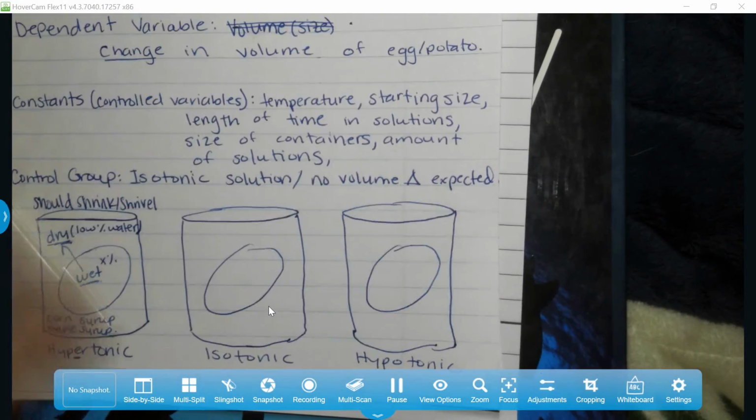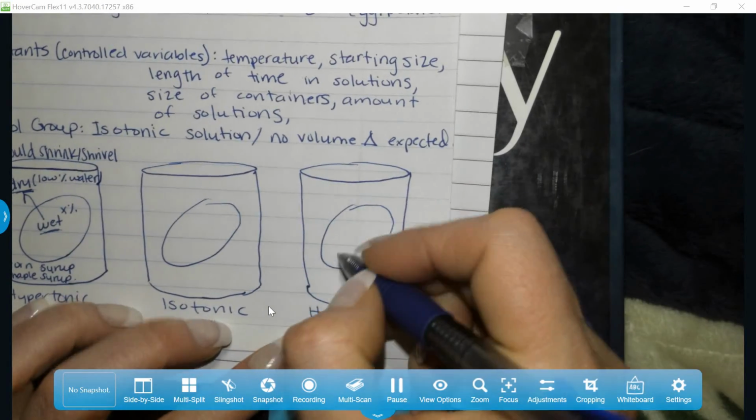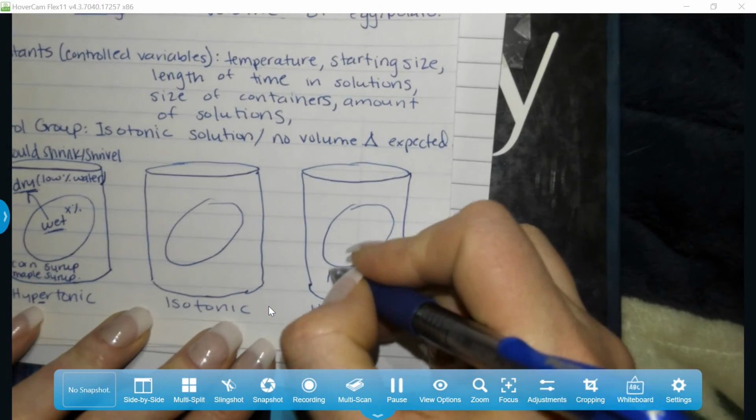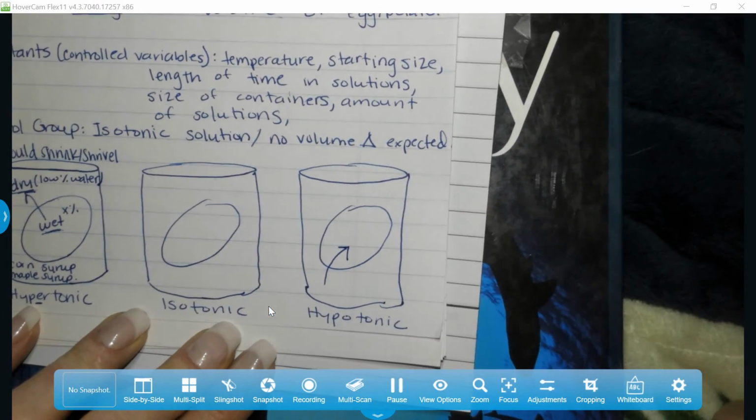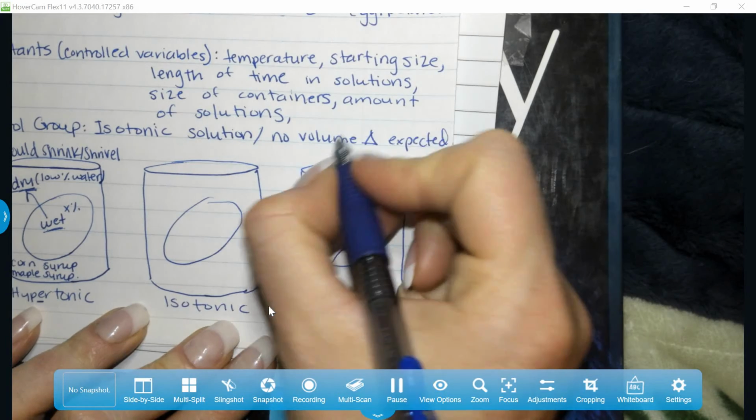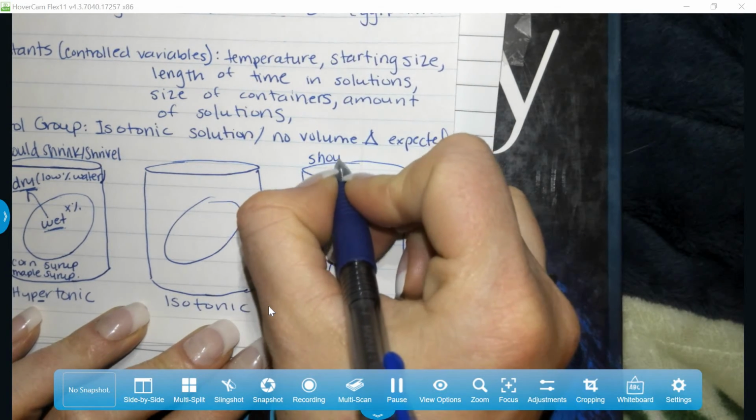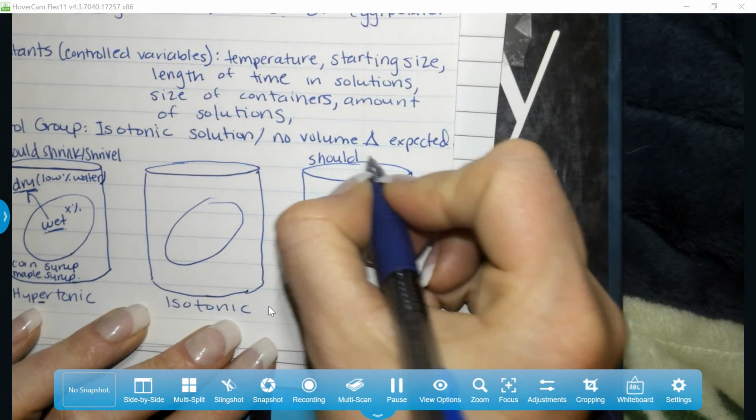Over here for hypotonic, we're going to have the opposite. We want the water to go into the cell, and the cell should expand or swell.